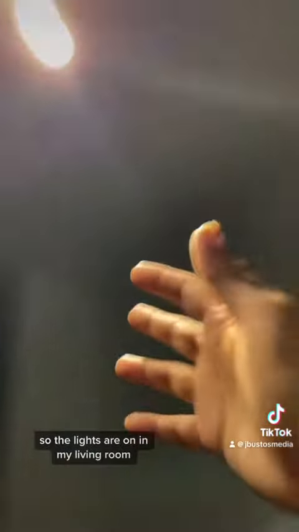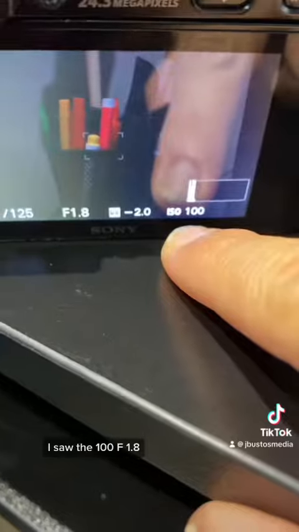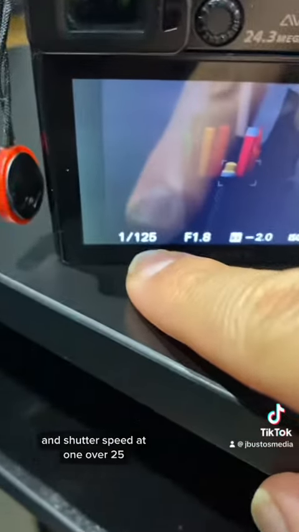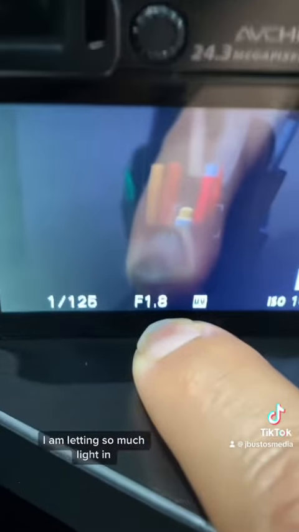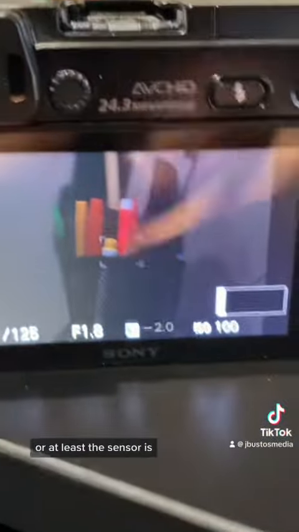So the lights are on in my living room. So this is what we see, right? But this is what my camera sees. ISO is at 100, f1.8, and shutter speed at 1/125. I am letting so much light in, but it's not registering it, or at least the sensor isn't.